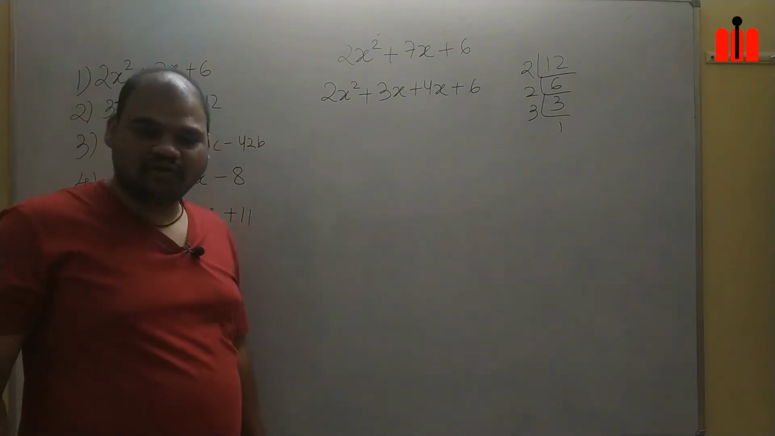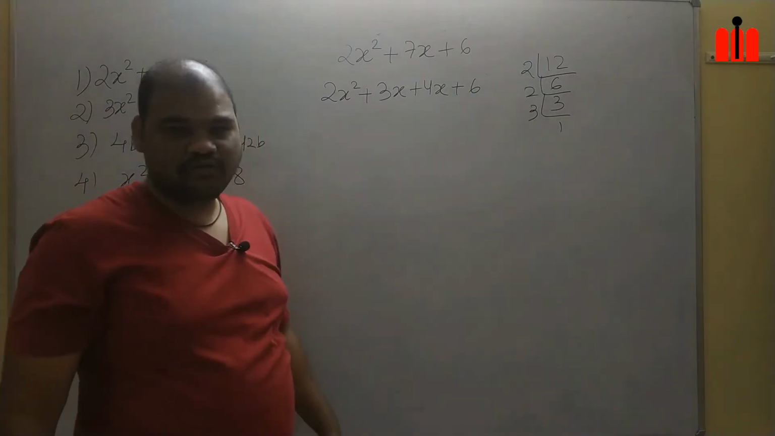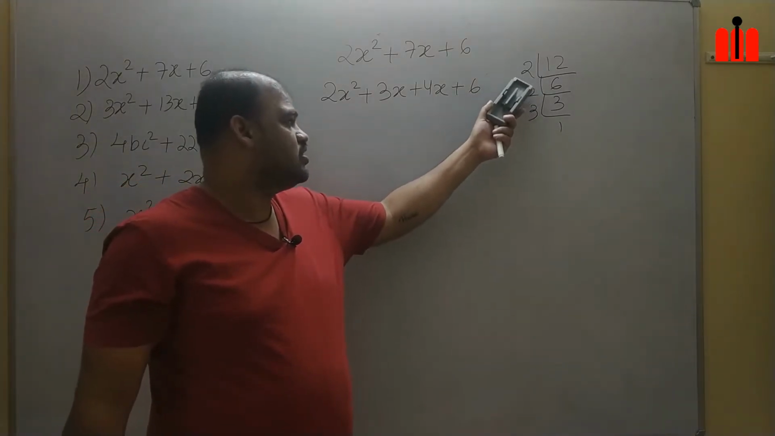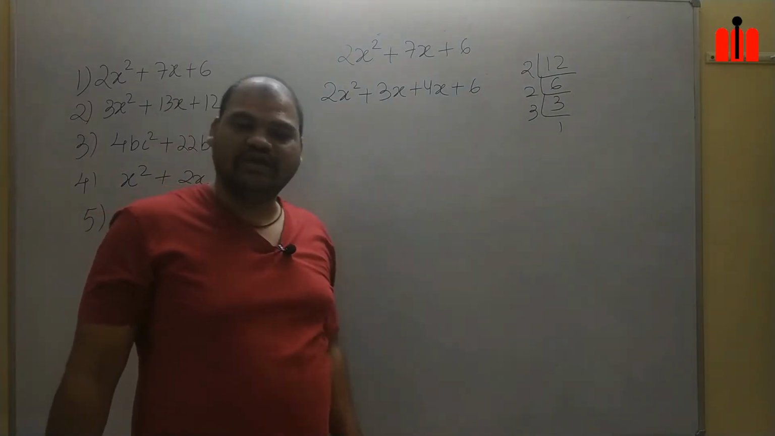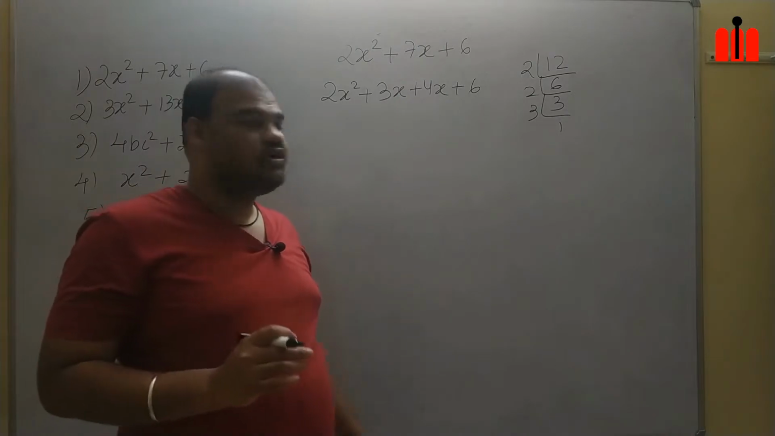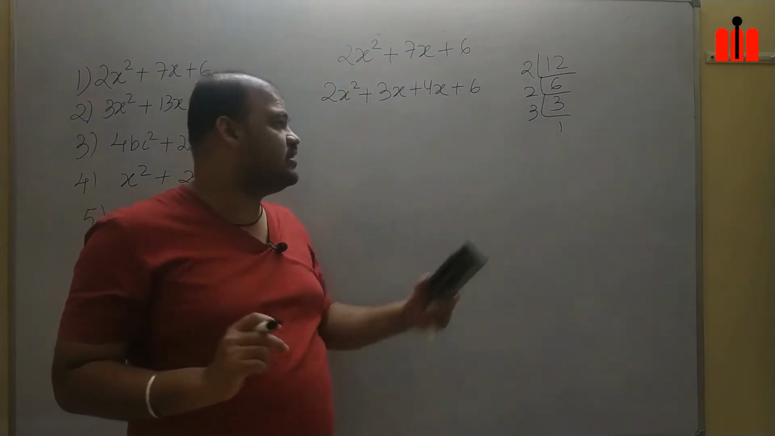Are you getting it? So what I had done here is I took the factors of 12 and got 2, 2, 3, 1. Okay, 2 into 2 into 3 into 1. So now the possibility is either 2 and 6. That is one possibility.